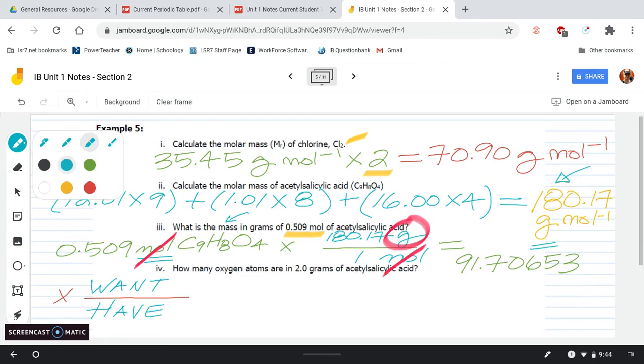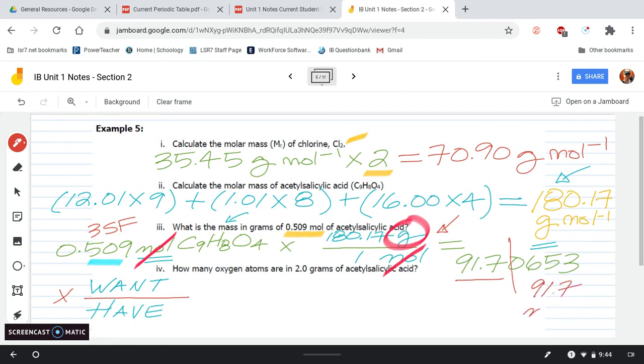So from a sig fig standpoint, we don't get to keep everything. We're going to get to keep 3 because this has 3 sig figs, and we don't use sig figs with conversion factors. So that's a conversion factor. So I only care about the 3 sig figs over here. And so then I'm going to have 3 sig figs here. So we're going to actually round it right there. Going to go 91.7 moles of our C9H8O4. All right, so that's what we're looking for there.